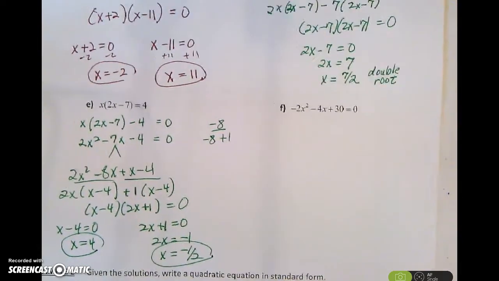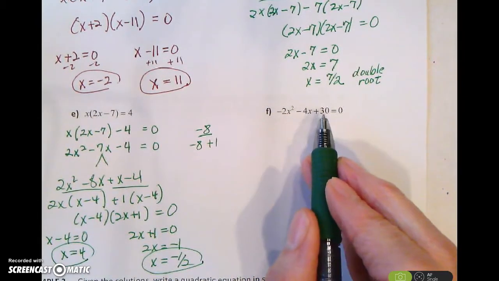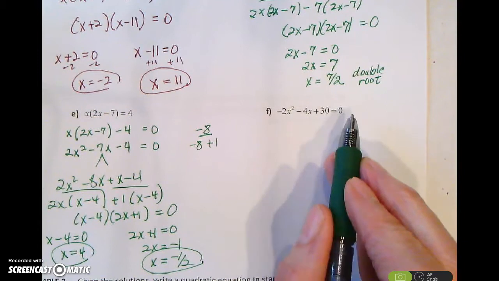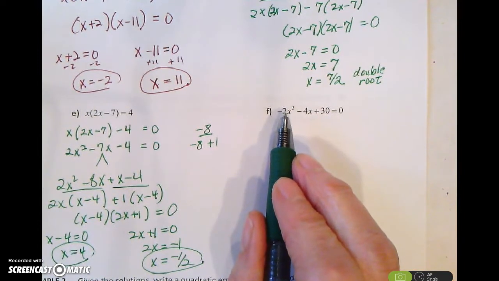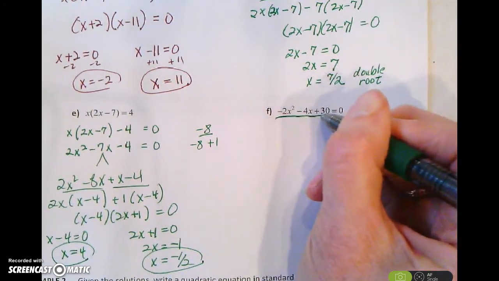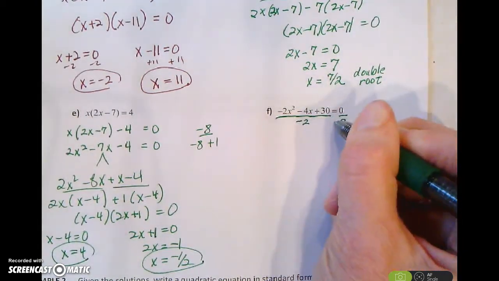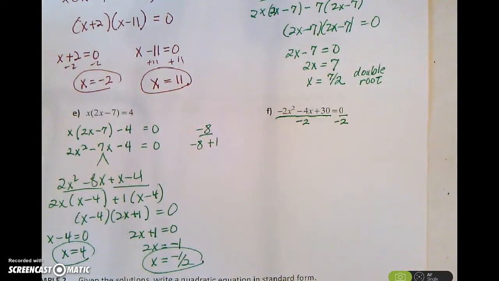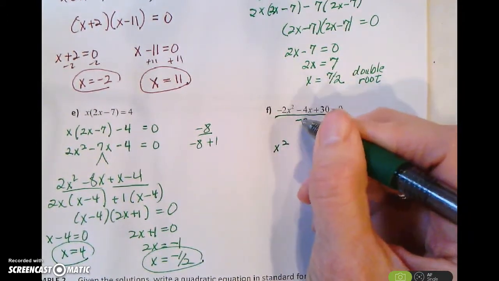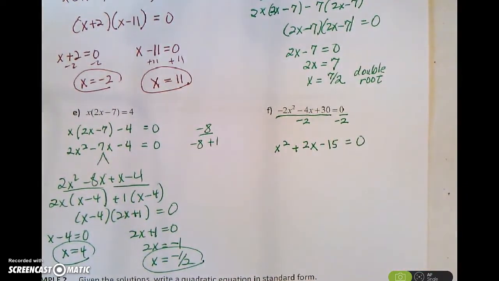F, this time I have the 0 over here, so that's check. And this is in standard form. But what I do notice is that it has a negative 2 that will divide into everything. And remember, we don't want the negative 2 here. The nice thing about this, whenever I'm solving, because I have an equation, I can do the same thing to the left side as I do to the right, and I'm going to divide by negative 2 in both places. When I divide by negative 2, that gives me a positive x squared, a positive 2x, and a negative 15 is equal to 0.